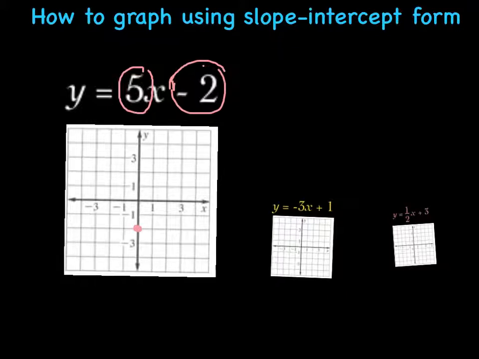The thing that the slope tells me is how to get to the next point. Because if the slope is 5, then as a fraction, that would be 5 over 1. And if I use the formula rise over run, that says in order to get to the next point, I need to rise 5 from here, 1, 2, 3, 4, 5, and run 1, and then put a point.